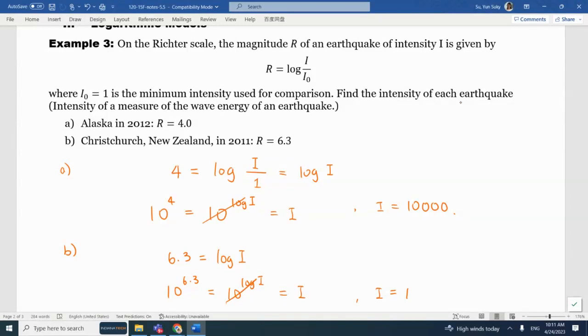It would be 1 million point. Oh, so what is on your calculator? 10 to the 6.3? Oh, yeah, it's 0.3. And anyone your calculator? Okay. 199.